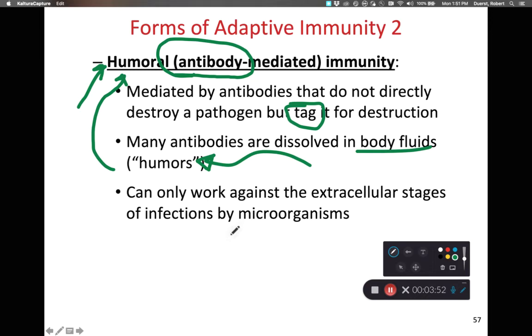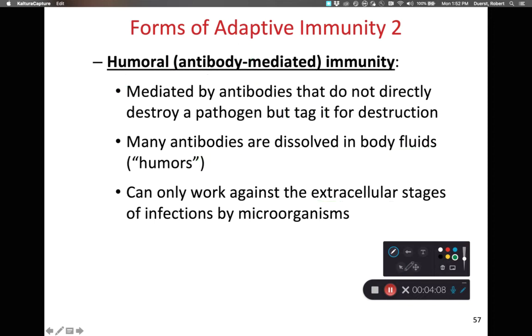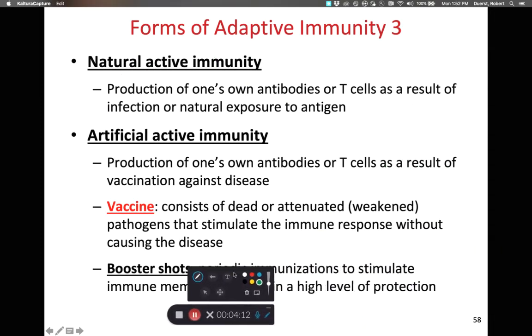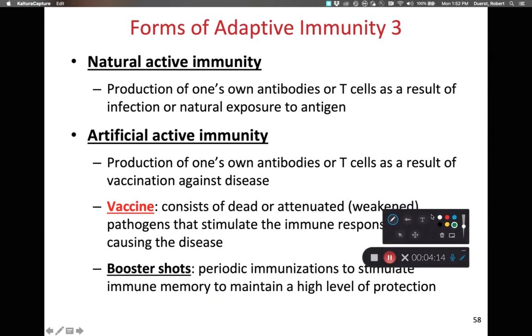Now, these antibodies are going to be everywhere in our bodies as long as they're extracellular. They can only work on extracellular targets. The moment that pathogen is hiding inside of one of our cells, we need to shift back to cellular mediated immunity.